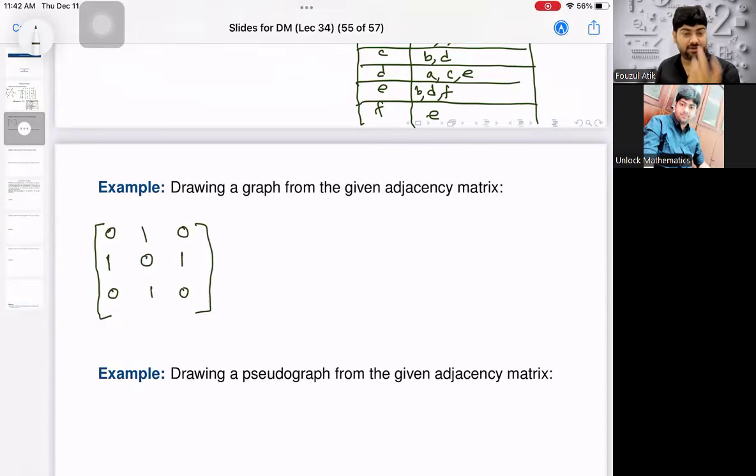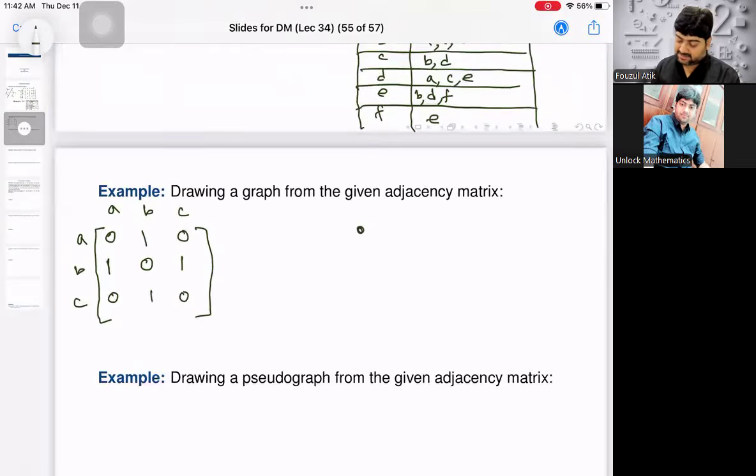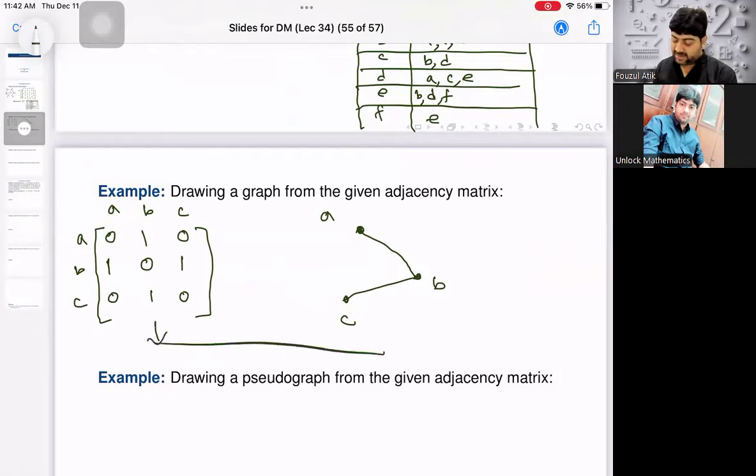It's an adjacency matrix. Can I draw the graph? Yes, because it's a 3 by 3 matrix. So I'll make some vertex names, maybe A, B, C. So I'll have 3 vertices in the graph: A, B, and C. Now check the matrix. A to A, there is no edge. A to B, there is an edge. So fix this edge. A to C, no edge. Then B to A already done. B to C, there is an edge. Fix this one. And C to B, there is an edge, done. So this matrix I had, from there I make this graph.